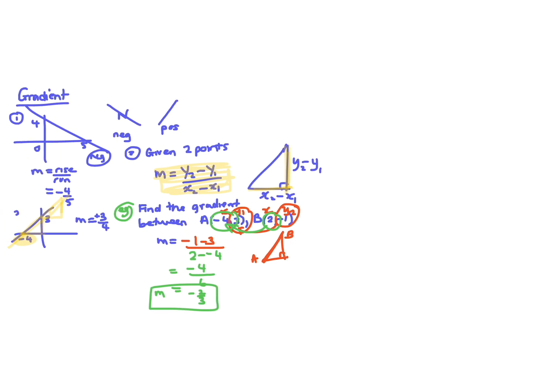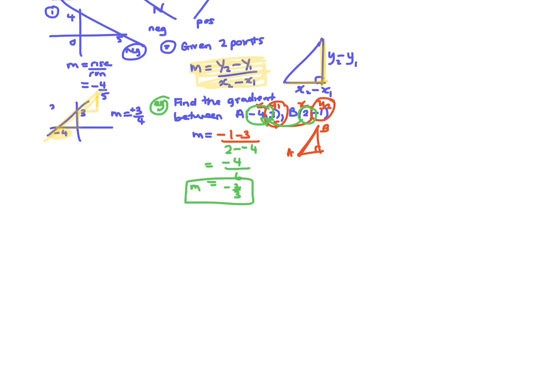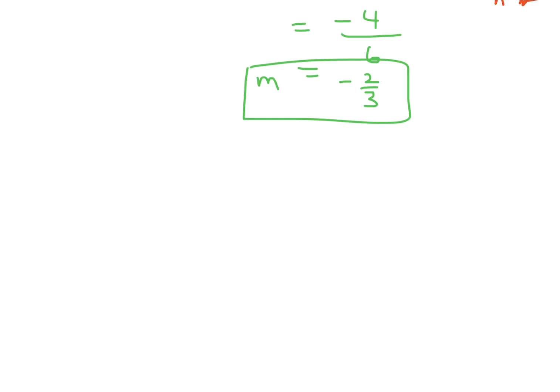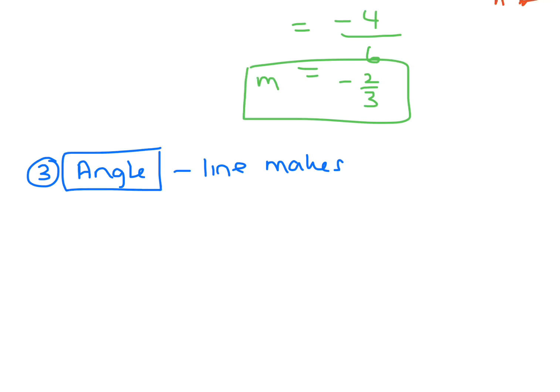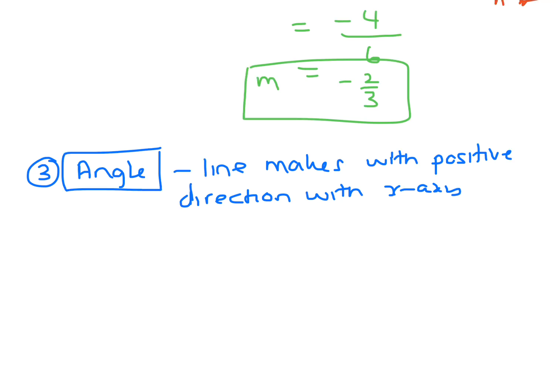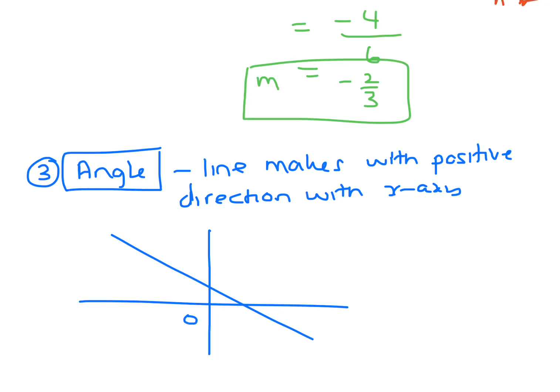And now I want you to look at if you are given the angle. So if you're given the angle that the line makes, and they usually say with the positive direction with the x-axis. Now what they actually mean by that, like say your line's like that, the angle it makes in the positive direction with the x-axis is that one there. So the positive direction is like the anti-clockwise direction.